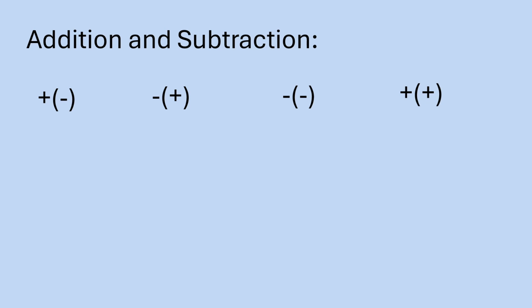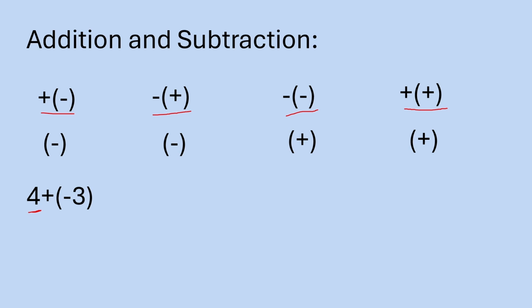If we add negative number to positive number, we need to do subtraction. If we subtract positive number from positive number, we need to do subtraction. When we do subtraction of a negative number from a positive number, we need to do addition. Fourth possibility, when we do addition of positive number to the positive number, we need to do addition.